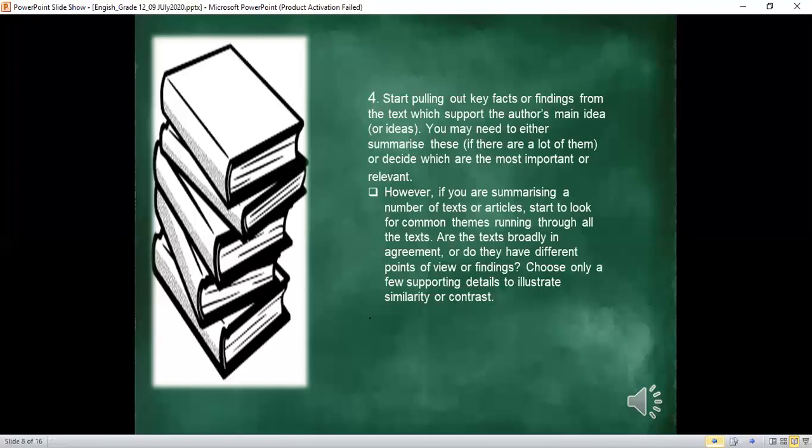It doesn't really happen much in basic education that we summarize more than one article. But it happens when you have to summarize more than one article. Then you look at the common ideas, the common themes, so that you can match them together and have one solid summary.